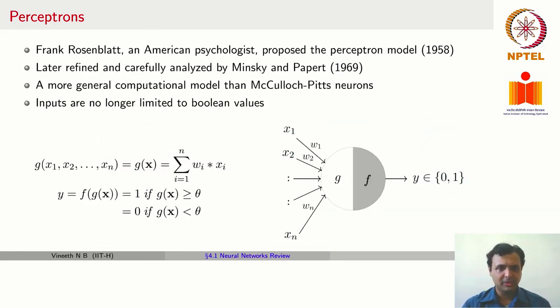As I just mentioned a few minutes ago, Frank Rosenblatt, who was a psychologist, proposed the perceptron model in 1958. This was much later, in the later part of the 60s, very carefully analyzed by Minsky and Papert, who concluded that this cannot work in certain settings. But before we go there, let's introduce what a perceptron is.